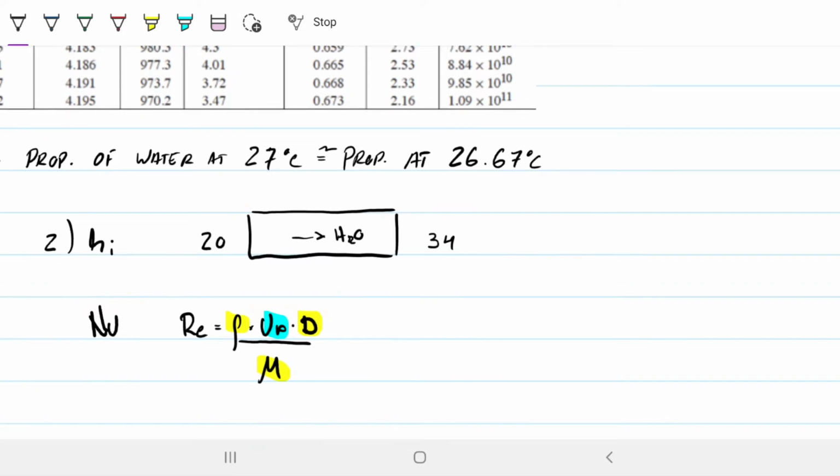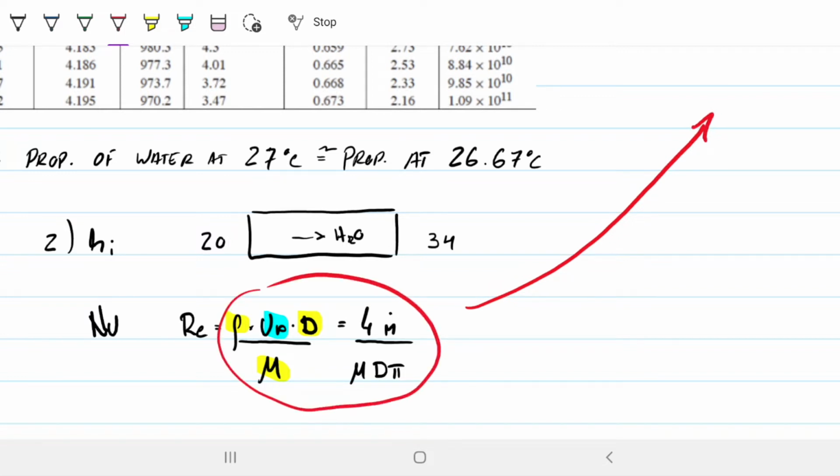But we know this can also be written as 4 times the mass flow rate divided by the dynamic viscosity, the diameter, and pi. I'll probably put a footnote, a footnote video with this conversion and another conversion we're going to have to do for this question, so that this video doesn't get too long. If you want to know how this came to be, you can just click on the video.